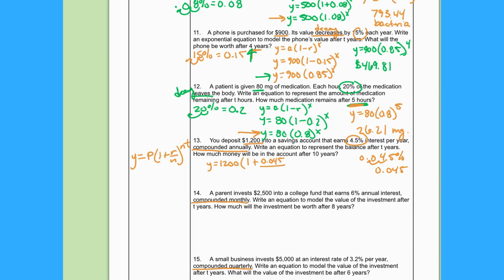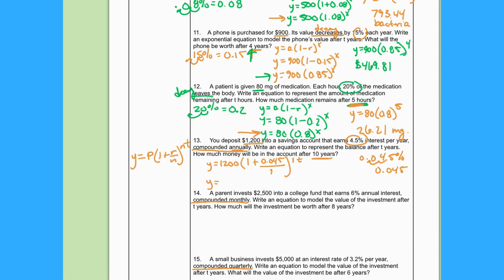Remember, n is how many times it's being compounded. So it says it's being compounded annually. Annually means yearly, so just once per year, so that's divided by 1. And then again, n here is 1. And then, again, it says 10 years, but we have to pretend we don't know that yet. We leave our t there until we simplify this model.